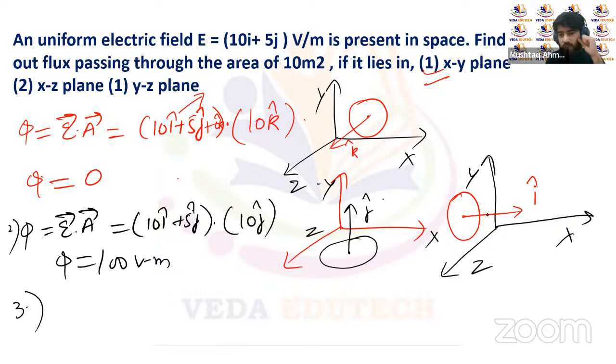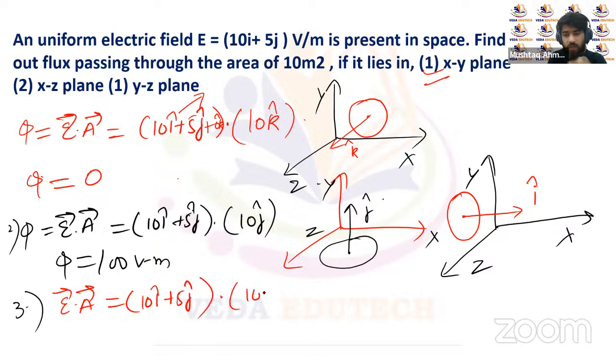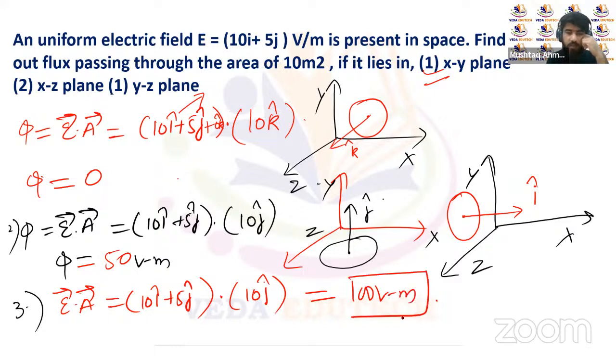In the third case, the area vector is along the i cap direction. The flux will be E dot A. The electric field is 10 i cap plus 5 j cap, dotted with this area vector, which is 10 i cap. Here it will be 10 multiplied by 10, that is 100 voltmeter, and in the first case 10 multiplied by 5 is 50 voltmeter. So 100 voltmeter will be the net flux in the third case.